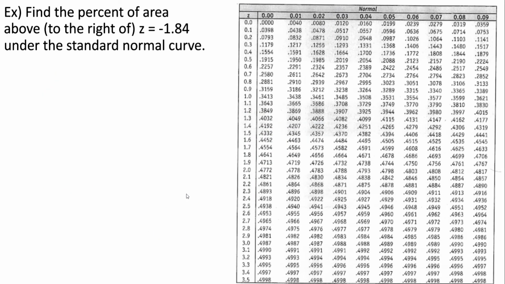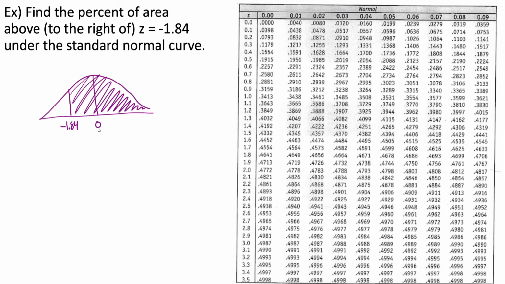Now let's say we want to find the percent of area above or to the right of z is equal to negative 1.84. First thing we would do, draw a picture of our standard normal curve, put our mean in the middle. The z-score the problem gives us is negative 1.84, so we're going to mark that down. And we want to find the area above it or to the right of it, so we're going to shade everything to the right of that z-score. So this is the piece of area that we want to find.